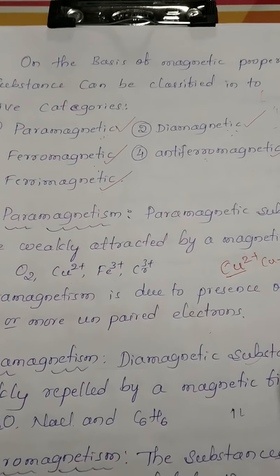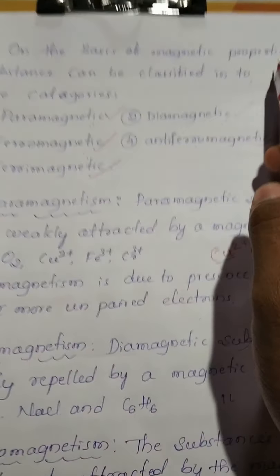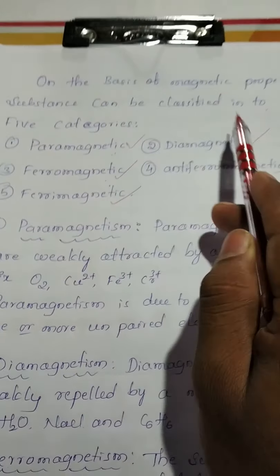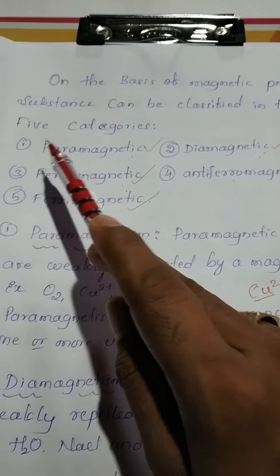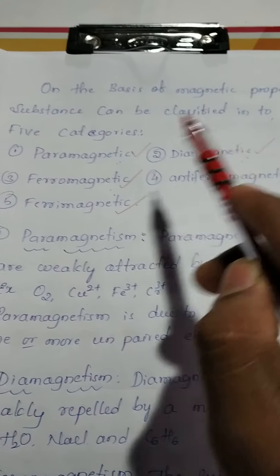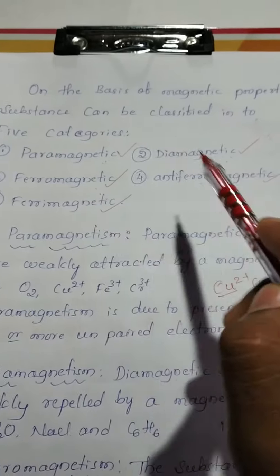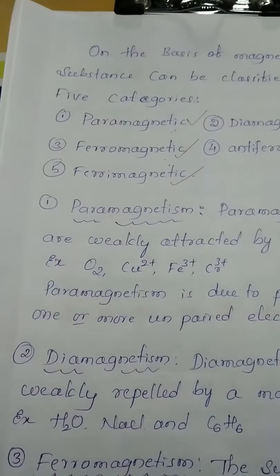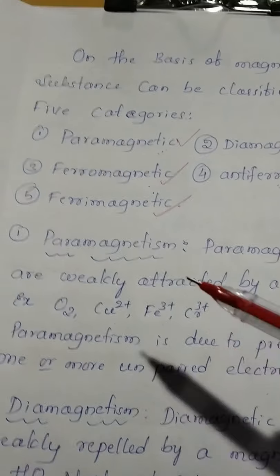Next, on the basis of magnetic properties, the substances can be classified into 5 categories. One is paramagnetic, second is diamagnetic, third one is ferromagnetic, fourth one is antiferromagnetic, fifth one is ferrimagnetic. Let us study one by one.